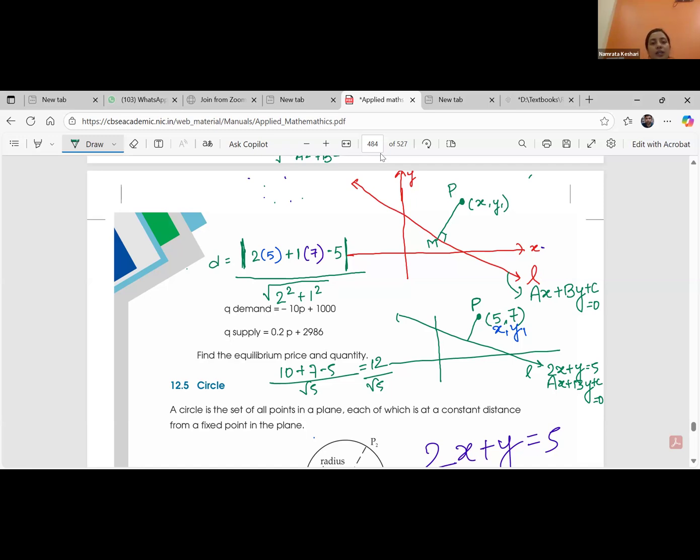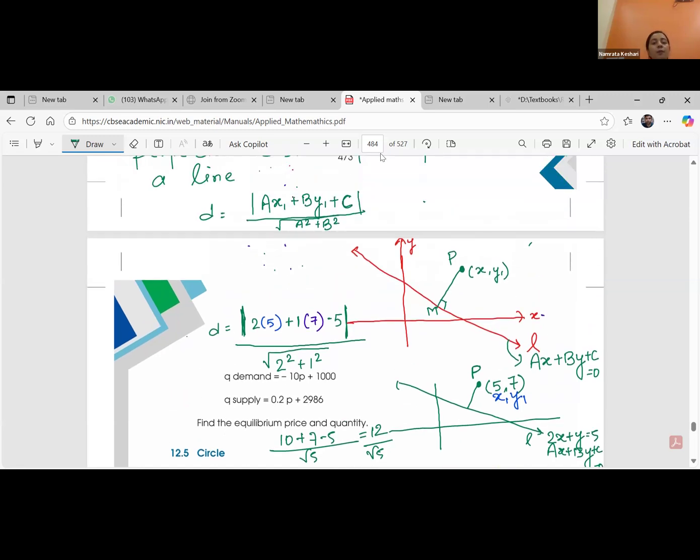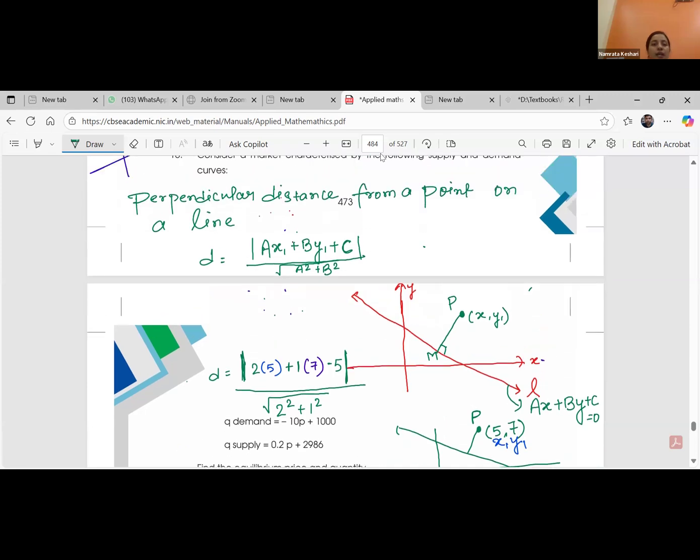Distance from a point to a line. This is the formula. What is the formula? Ax1 plus by1 plus c by under root a square plus b square. Here you need to have clarity: what is a, what is b, what is c, what is x1, what is y1. Is it making sense to all of you? Yes, ma'am. Please note down the formula. Write first: perpendicular distance from a point to a line. D is equal to this formula, and the figure.